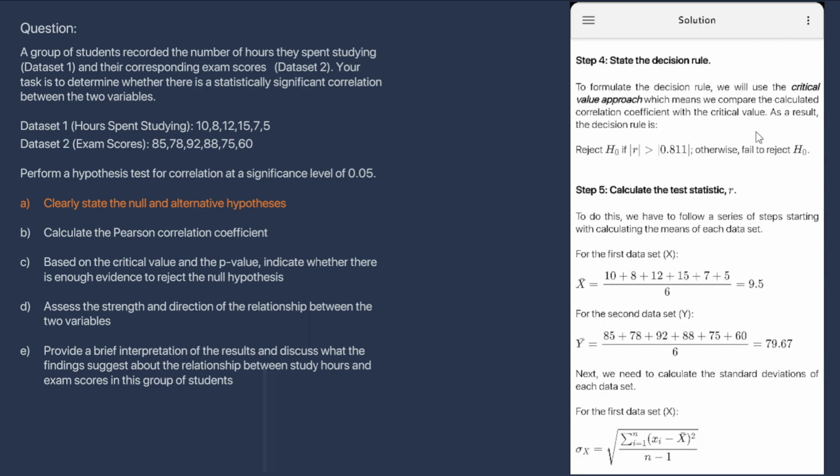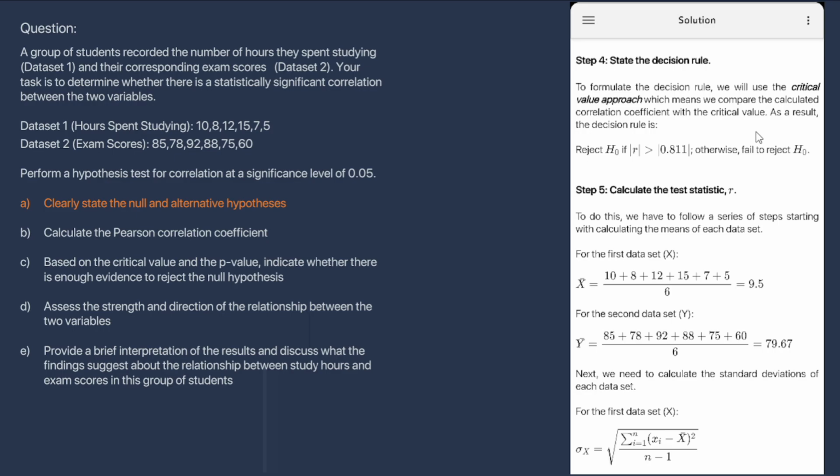We proceed to step 4, state the decision rule. To formulate the decision rule, we will use the critical value approach, which means we compare the calculated correlation coefficient with the critical value. As a result, the decision rule is to reject the null hypothesis if the sample correlation coefficient is greater than the absolute value of 0.811. Otherwise, fail to reject H0.